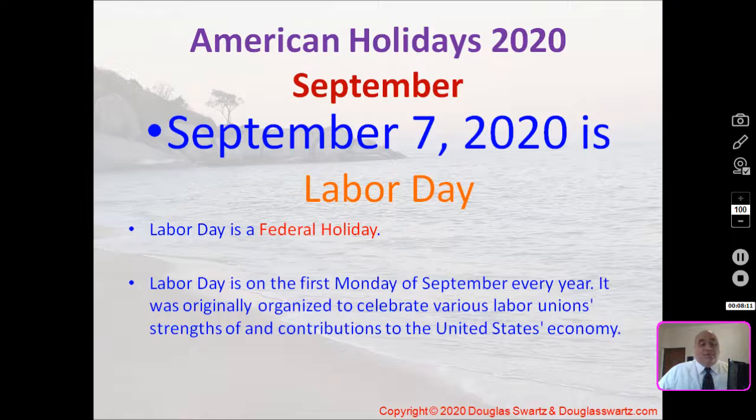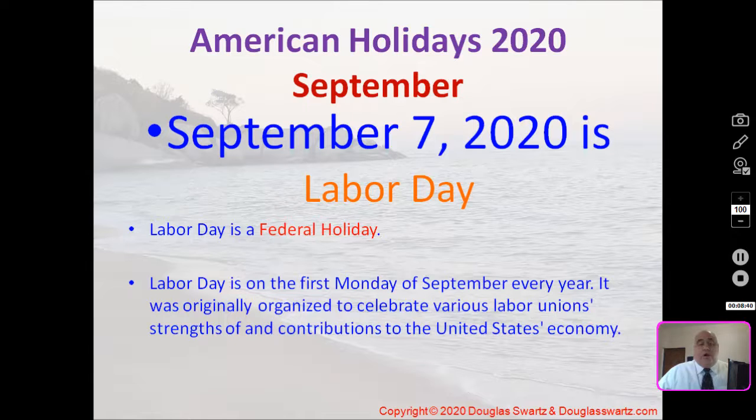Okay, our next one, September 7, 2020, is going to be Labor Day. It is a federal holiday. It was originally organized and celebrated by labor unions who contribute to the United States economy. So it's a celebration of people who work every day, who labor. So it's a day that they stay home and do not labor. And usually there's picnics, parties on Labor Day.